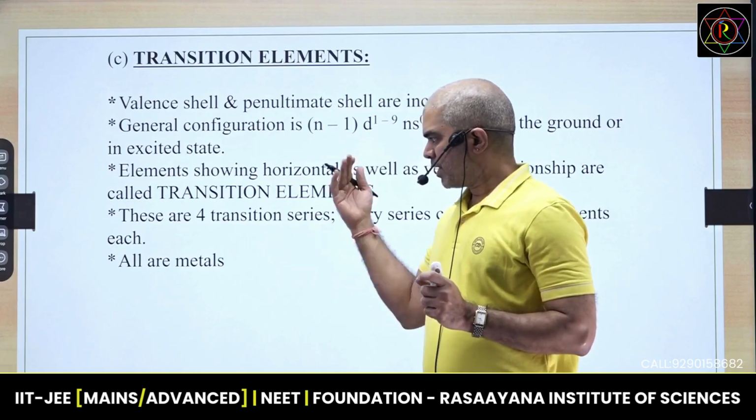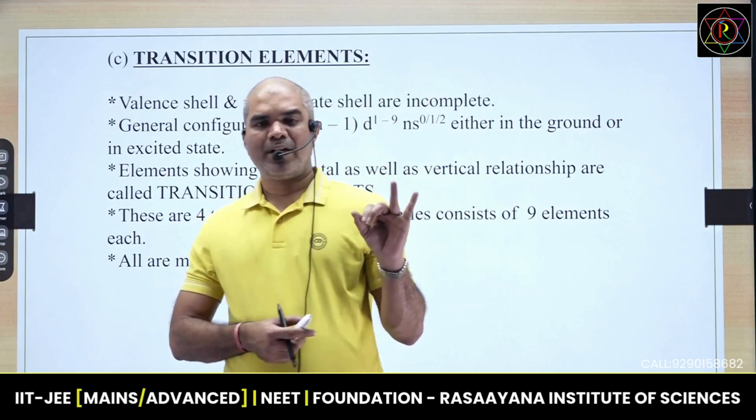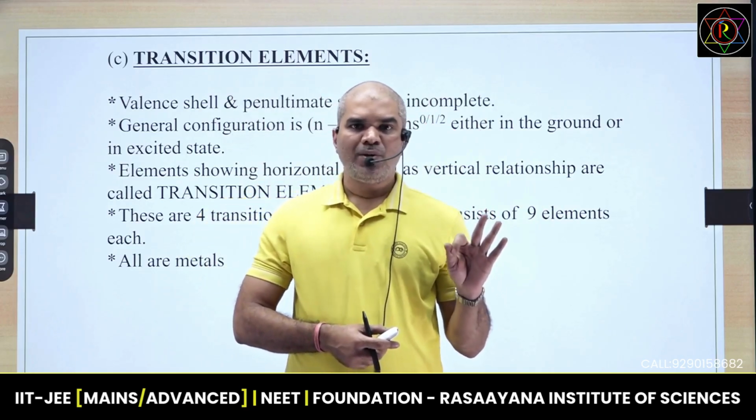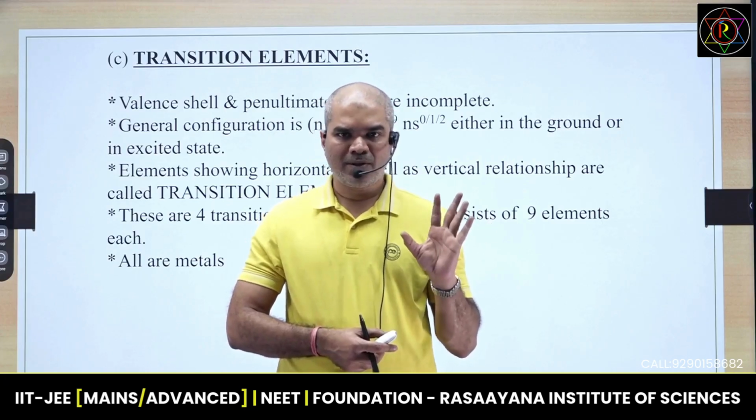All are metals, as in the beginning we also discussed. S block are totally metals, D block are completely metals, F block are completely metals. Only in the P block we have metals, non-metals as well as metalloids.